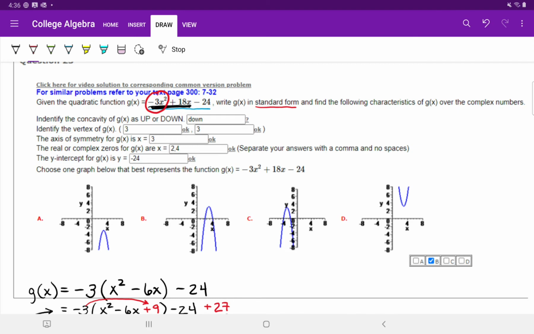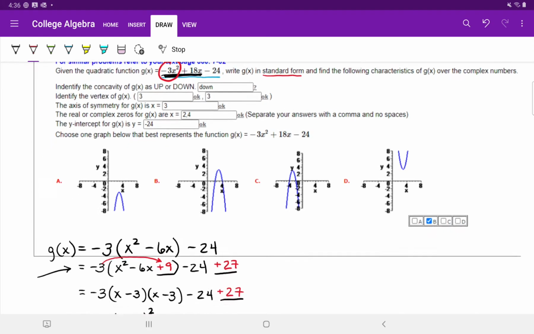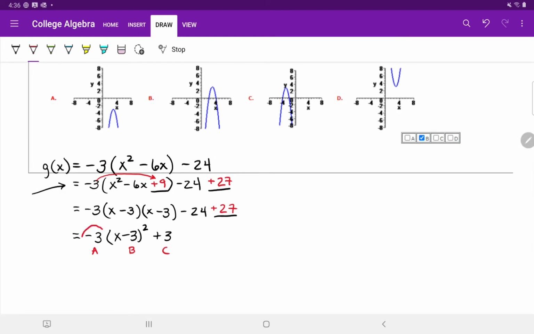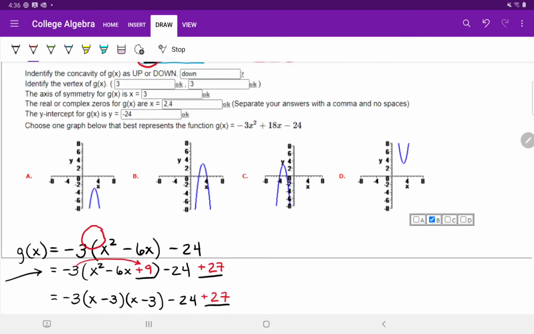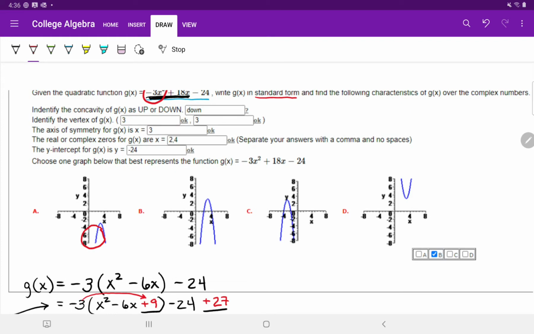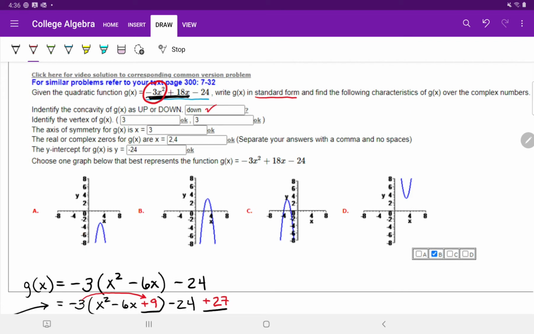So here we're looking at a -3x squared. You can also look at this number right here, your A. If your A is negative, it's concave down. So we've got down as our answer here.